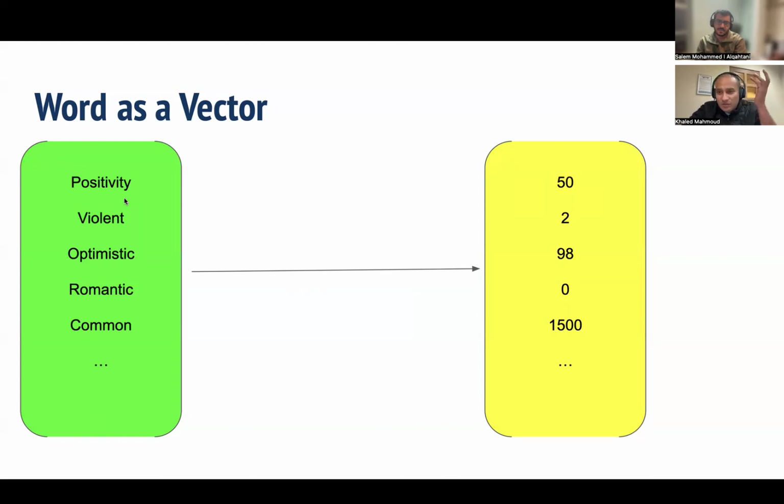It has different features. It doesn't have to be that way, but this is just an intuition to help us understand how representing a word as a vector can give more meaning to it in the eyes of our dear computer. So we have positivity, we have violence. Is the word violent? Is that word optimistic? Is that word romantic? How common is that word? The higher the value, for example, in the first element, the more positive that word is. So even for a specific word, we can make features and give scores to these features. This is the type of intuition about representing a word as a vector. And we will talk more about this in the next lecture and the next presentation.